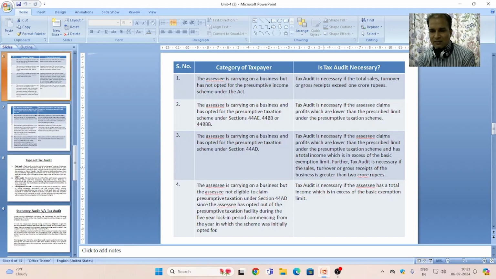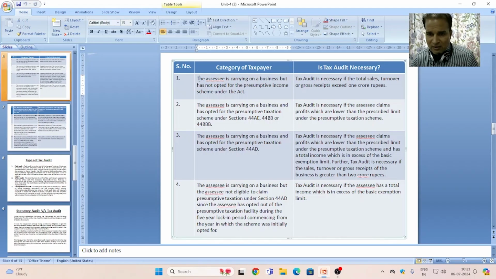So a businessman simply calculates his income on the basis of a presumptive tax rate and submits the tax. So the first category is the SSC carrying on a business but has not opted for the presumptive income scheme under the Act. Then tax is calculated under the process of tax audit, meaning tax audit is necessary if the total sales, turnover, or gross receipt, an important area, exceeds the limit of 1 crore rupees.